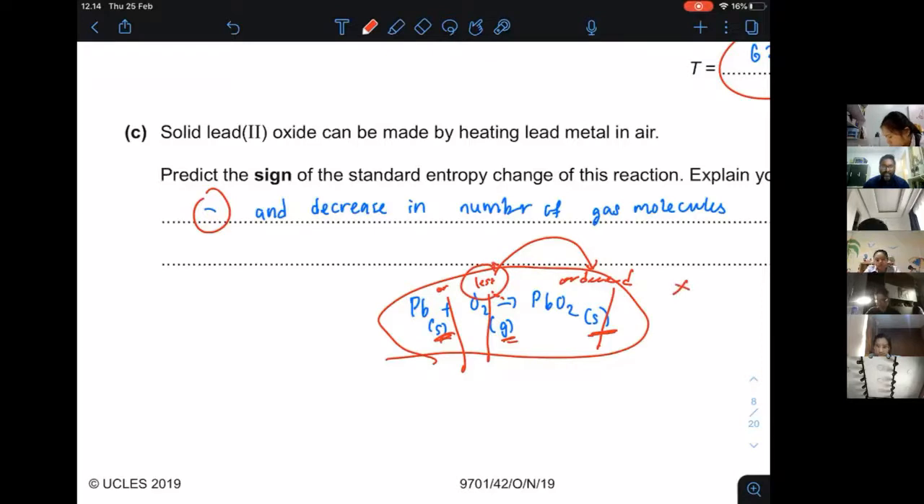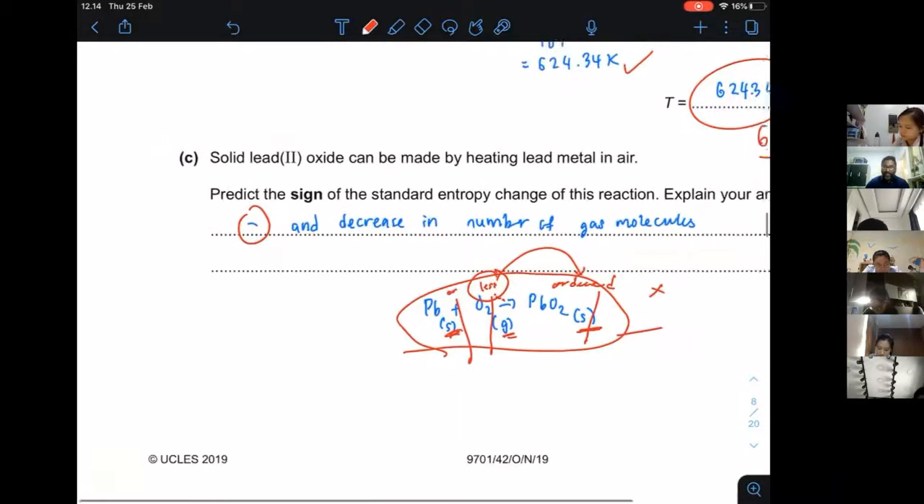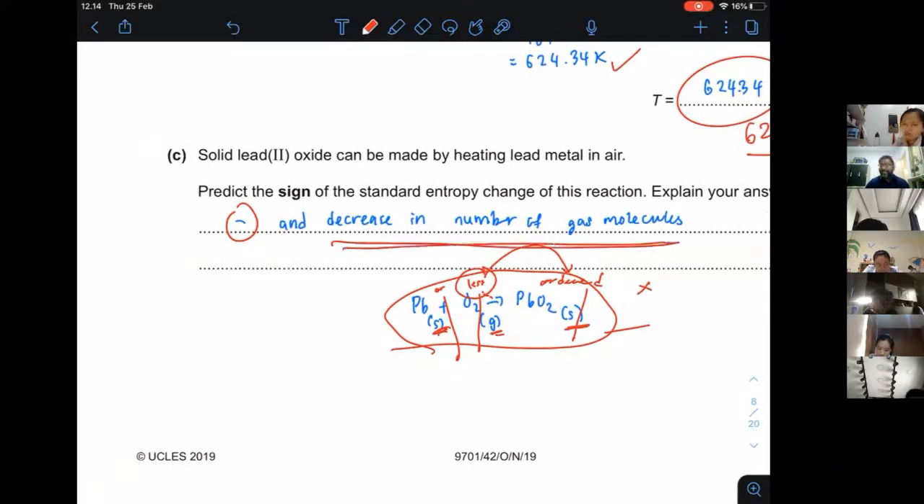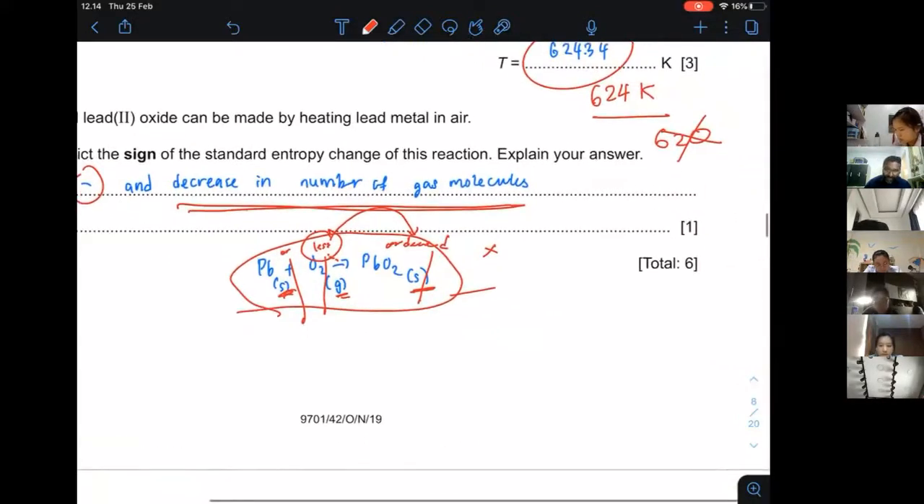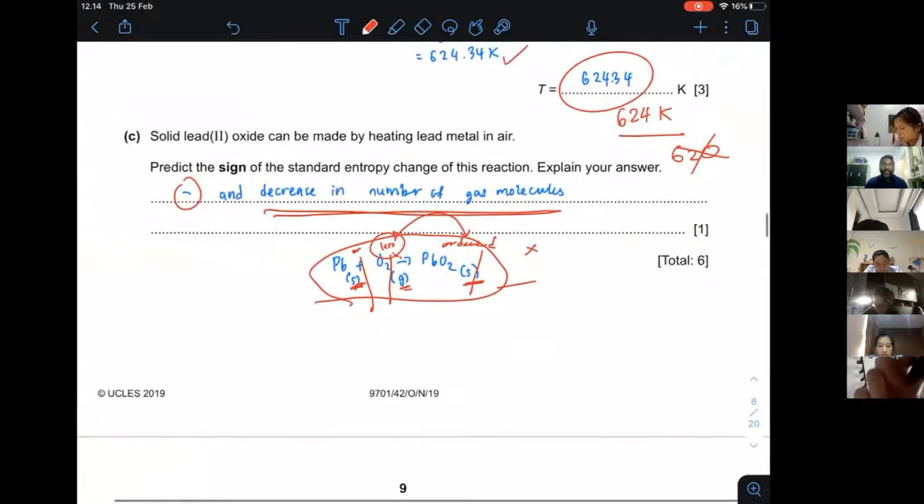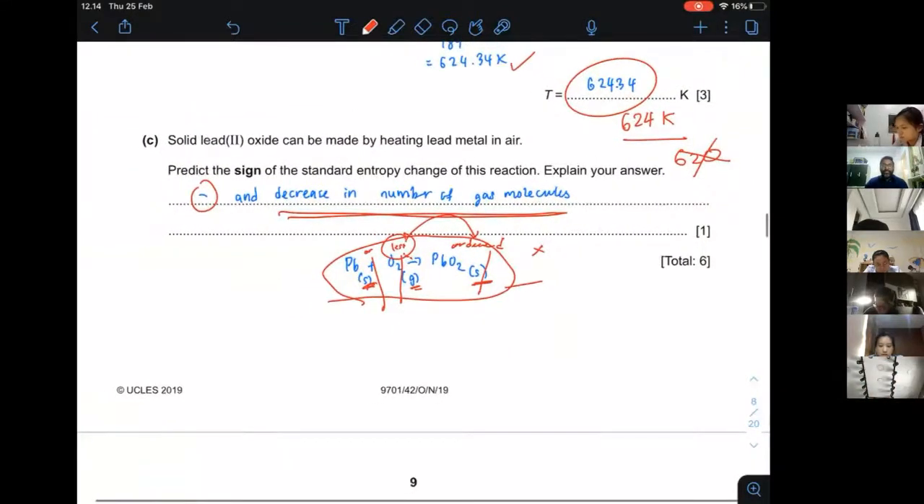Okay, so you can just focus on the gas. You can say there is a decrease in the number of gas molecules because there's no gas over here. Because of that, your sign is what is expected from you. If you happen to give some other answers, I think they will consider them, but try to use this method.